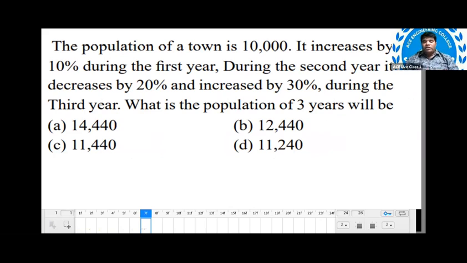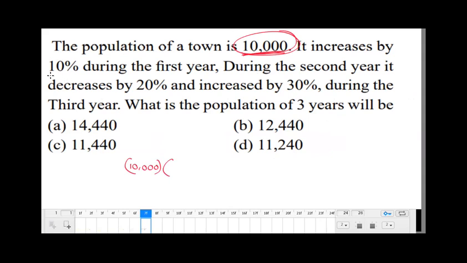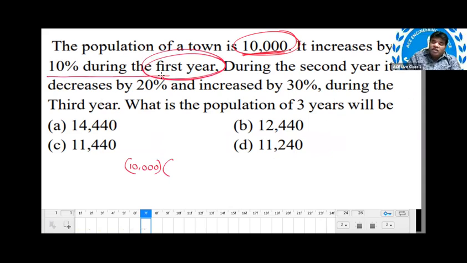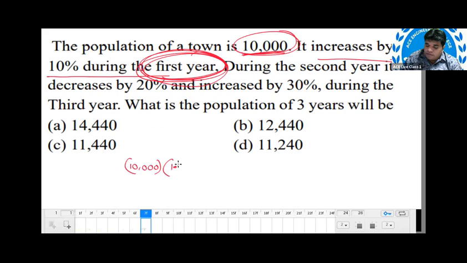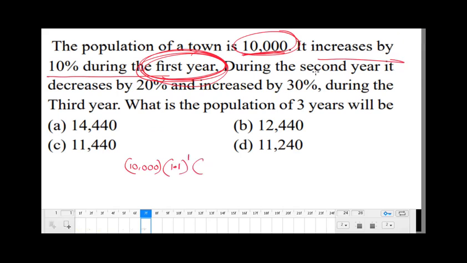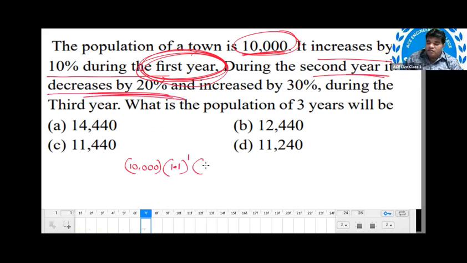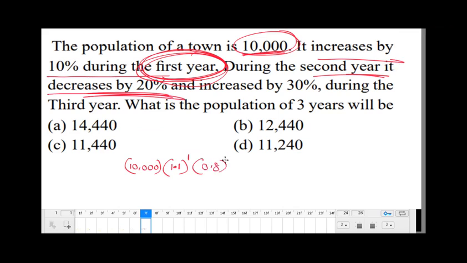Giriza, read the question fast and give me the information. The population of the town is 10,000, which is called the present population. It increased by 10% during the first year only. First year only means what is the n value? 1. So 10% increased means what is the value? 1.1. Second year it decreased by 20%: 0.8, for 1 year, during the second year only. Excellent.